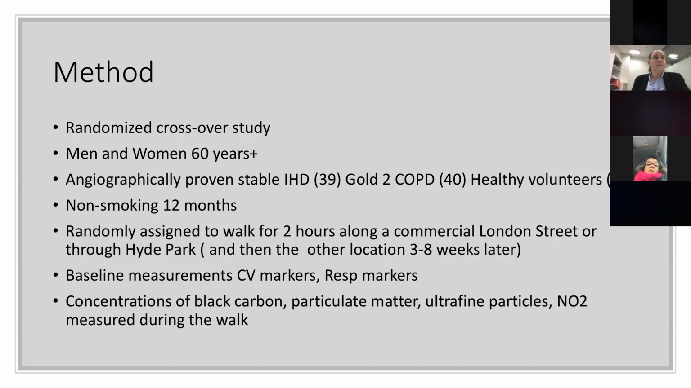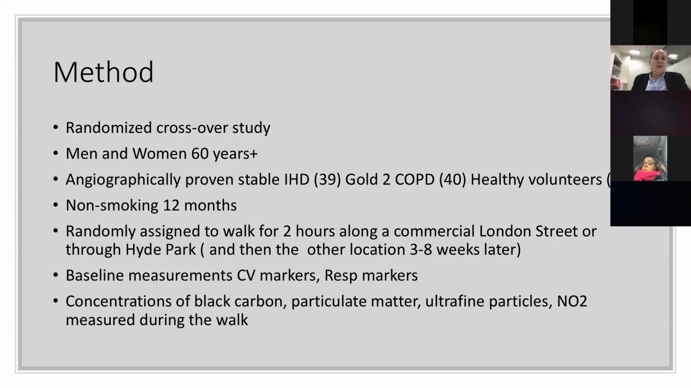So as you've noticed from this study, it has much smaller numbers, but it is far more expensive in terms of the monitoring and the setup of the study. But they're getting good characterisation of exposure and outcome.